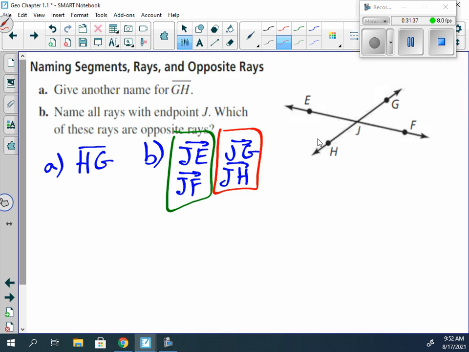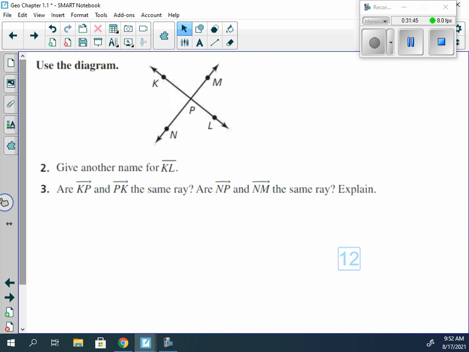Questions on this here? Are we good with this here so far? Yes? Awesome. So we'll finish up with this here. We'll have to finish these tomorrow.